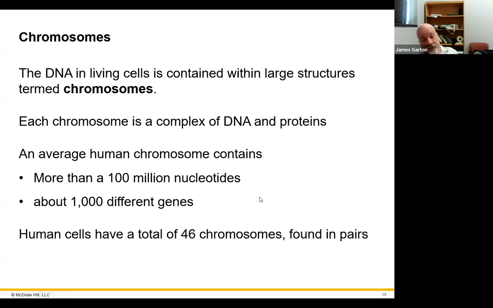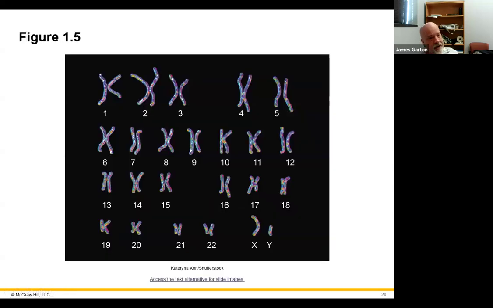And the number of genes on a chromosome, well, it depends on how big the chromosome is. Maybe it's 1,000 different genes. Maybe on little tiny chromosomes, maybe a couple of hundred different genes. But a lot of genes per chromosome. The typical human cell should have 46 chromosomes. And they exist in pairs. And chromosomes are just given numbers. So chromosome number 1 is the biggest, and 2 is the second biggest, and 3 is the third biggest, and so on and so forth.